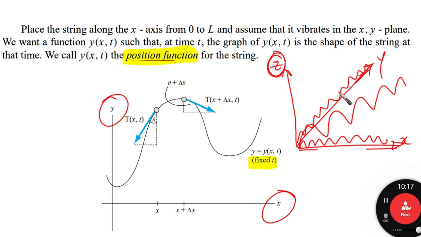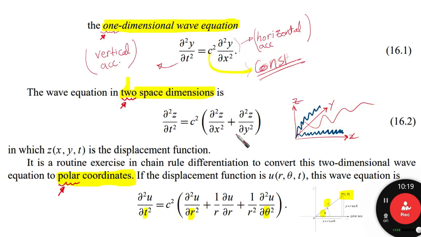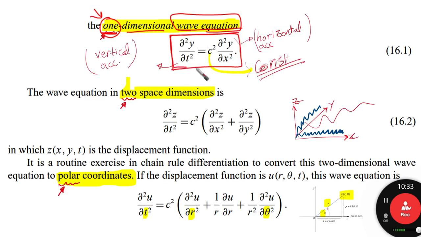So this is what we call two-dimensional, but we are starting with the simplest case, which is one dimension. So we understand now the meaning of the one-dimensional wave equation, as we said. We found that very nice equation after some simple derivations: partial squared y over partial t squared equals c squared partial squared y over partial x squared. What is the meaning of this?